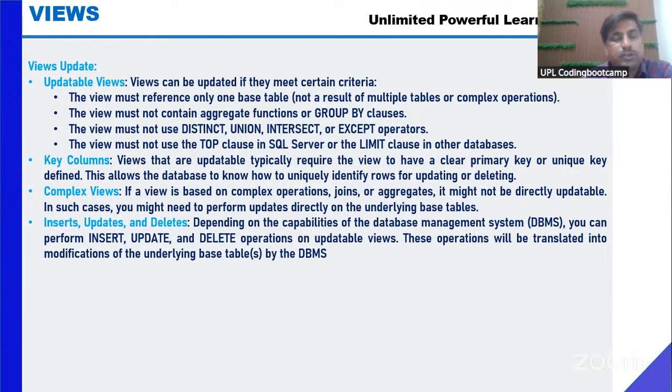So simply, you cannot update like a normal table. It has to adhere to the following rules. Views must reference only one base table. If it is a combination of more than one table, then you cannot update. Assume you have referred to three tables and created a view out of them, then you cannot update. You can update only if the view is created on only one base table. So that is the first condition.